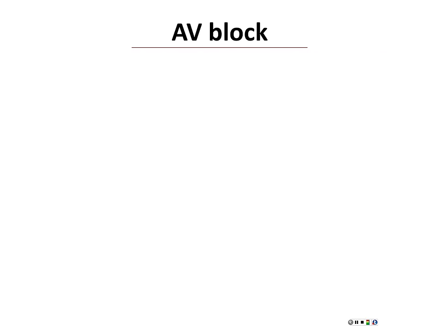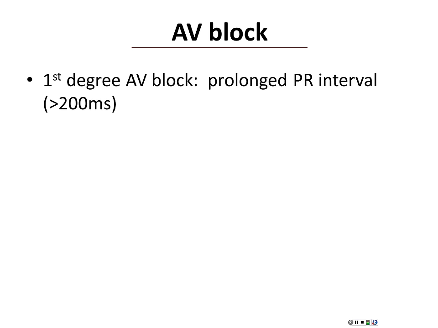So now let's talk about other types of bradyarrhythmia. So we started at the sinus node. Now we're going to go down to the AV node and talk about how that can be impacted. So what is first degree AV block? What's the definition of first degree AV block? PR interval more than 200. Okay, so PR interval greater than 200 milliseconds. That is first degree AV block. Happens all the time.